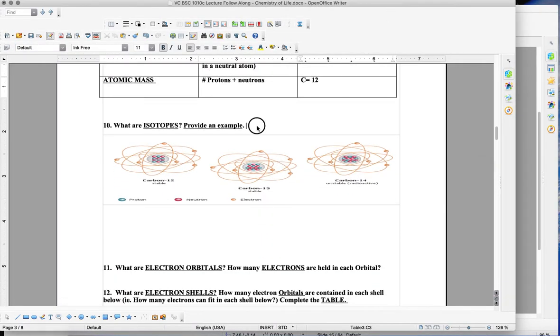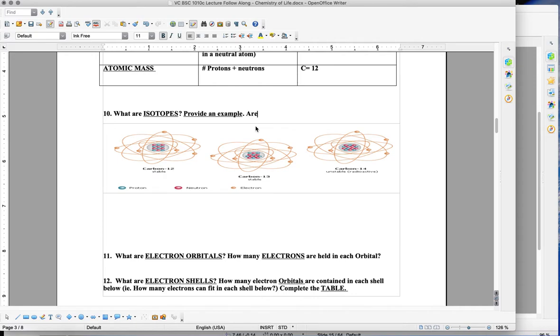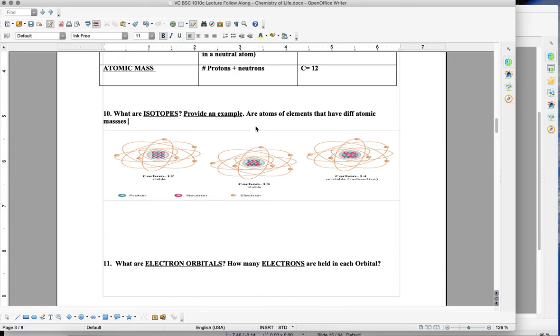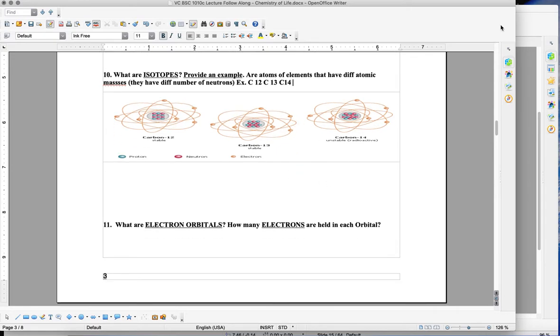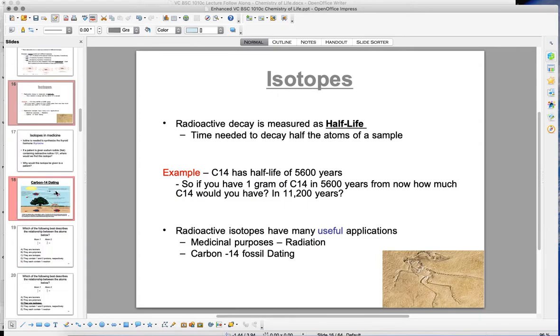All right, so what is an isotope? Isotopes are atoms of an element that have different atomic masses because they have different numbers of neutrons. So for example, we had C12, C13, and C14. And you can see that they have different numbers of neutrons within their nuclei.